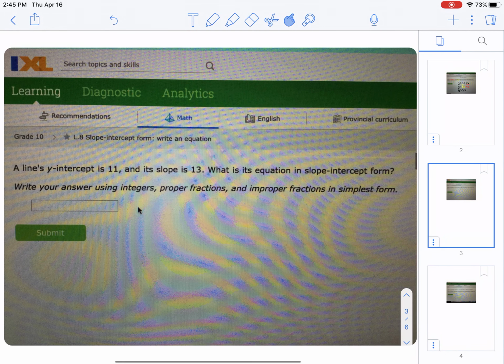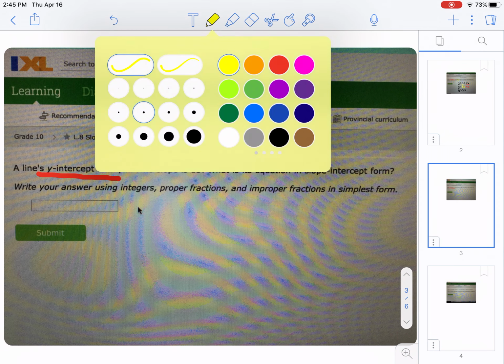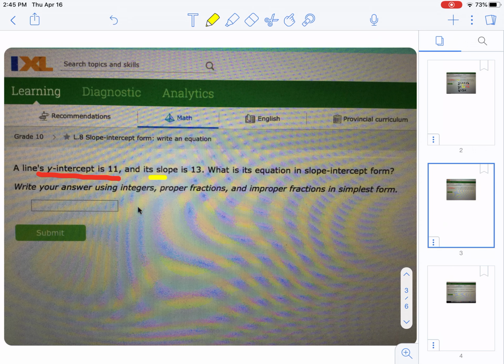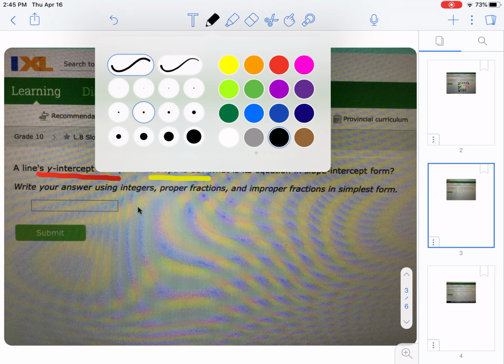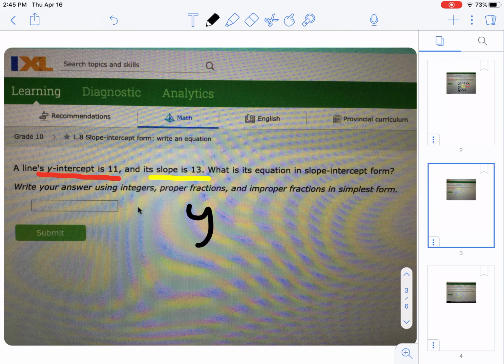Okay, this question is similar. It tells you in the question what to look for. It says the y-intercept is 11 and the slope is 13. So we need to write this in slope-intercept form. So the equation we use is y equals mx plus b.